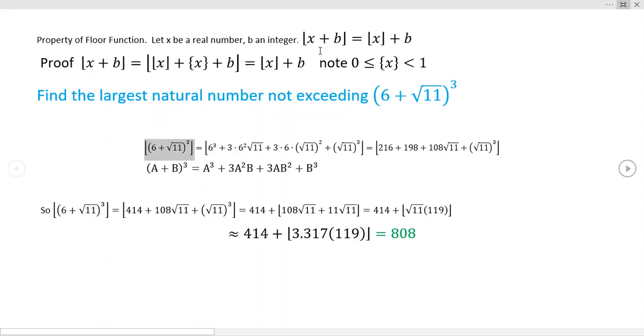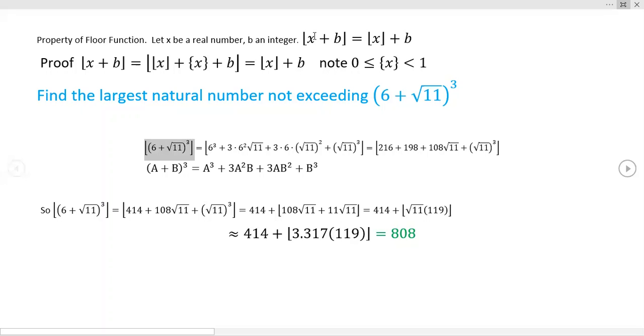Now, there's a property of floor functions that comes in quite handy. There's a relatively quick proof right here, but I won't go through it because this is more of a computational video. It says the floor of any real number x plus an integer b is just equal to the floor of x plus b. And that makes sense.